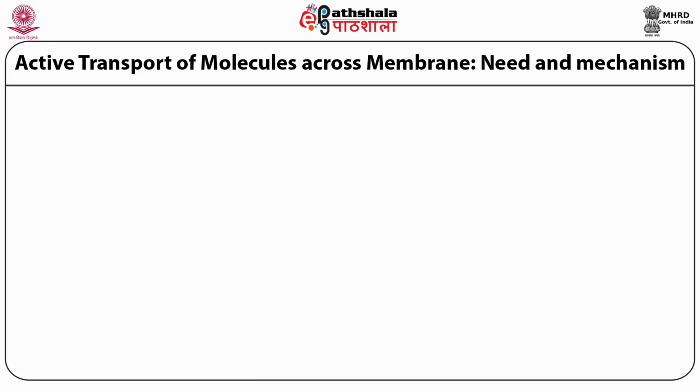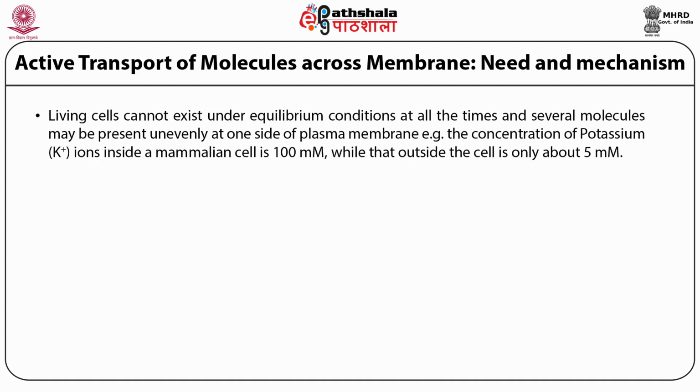Now, coming to active transport of molecules across the membrane, why they are needed and what their mechanism is. If you see, living cells cannot exist under equilibrium conditions at all times, and several molecules may be present unevenly at one side of the plasma membrane. For example, the concentration of potassium ions inside a mammalian cell is approximately 100 millimolar, while outside of the cell it is only about 5 millimolar.